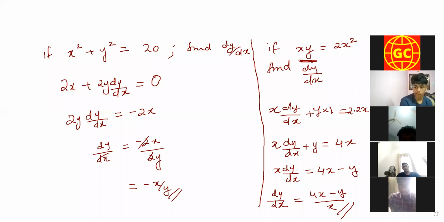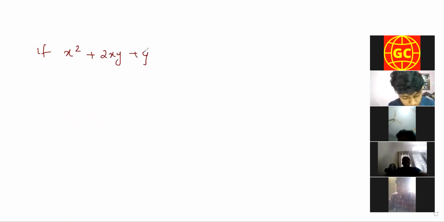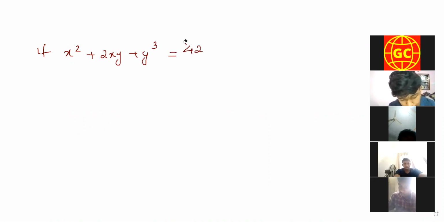Okay, write one another question. This is clear now. Any doubt? Write one another question. If x square plus 2xy plus y cube is equal to 42, find dy by dx. If x square plus 2xy plus y cube is equal to 42, find dy by dx.